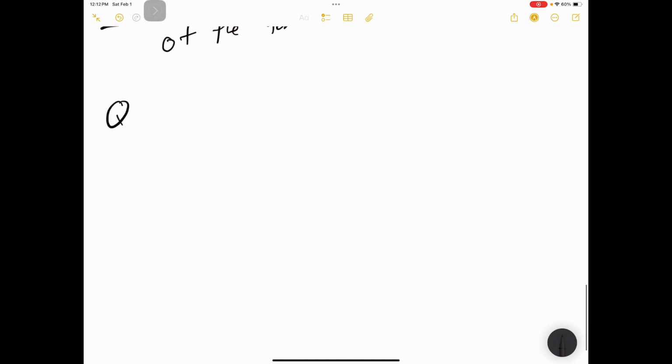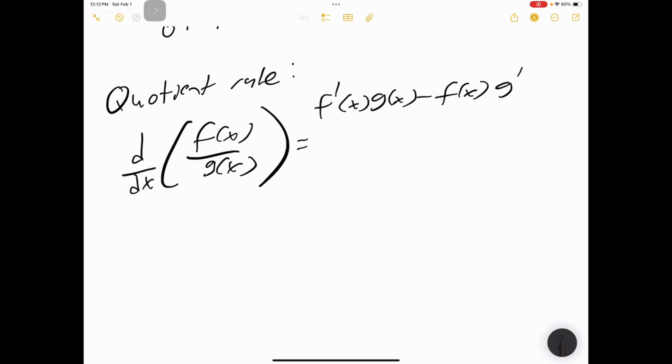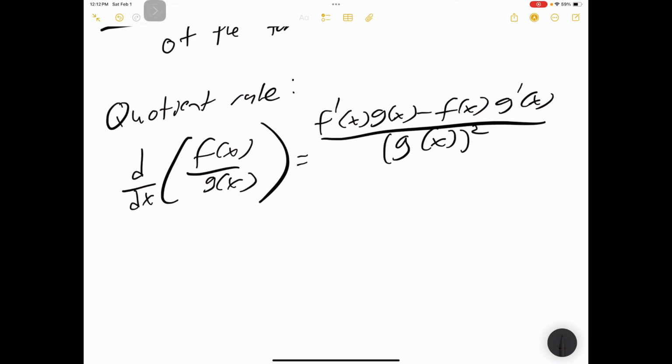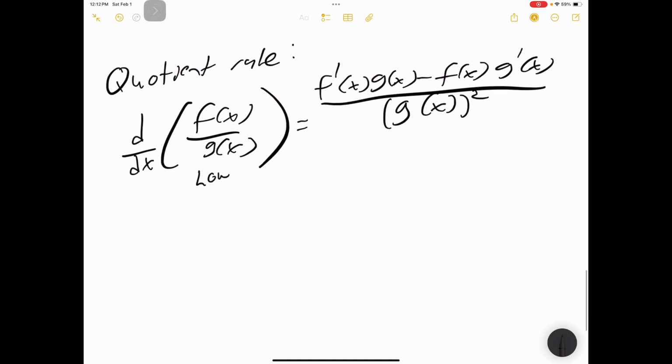So the quotient rule: if I'm taking the derivative of a quotient, say d dx of f of x over g of x, the derivative of this is going to be f prime of x times g of x minus f of x times g prime of x, over g of x squared. And this is pretty complicated. This is tough to remember. The way I like to remember it is here g of x is the low function, f of x is the high function.